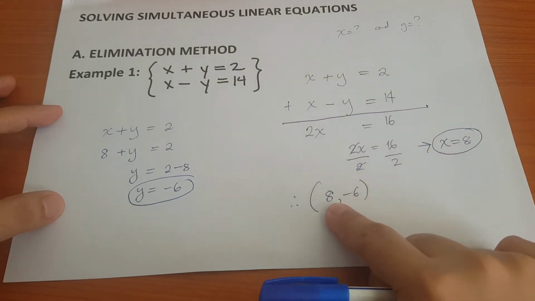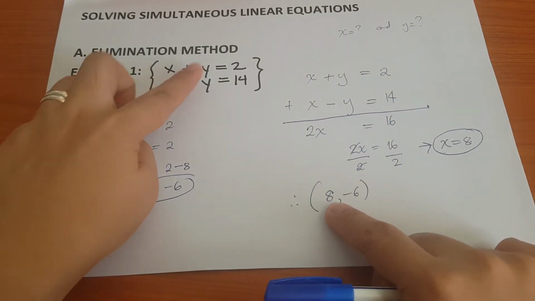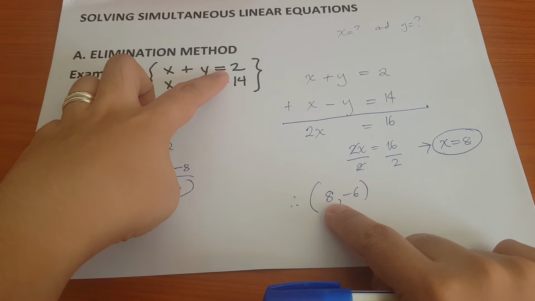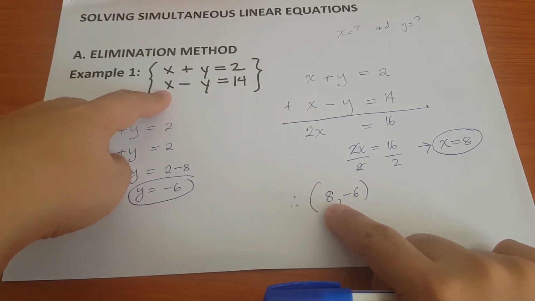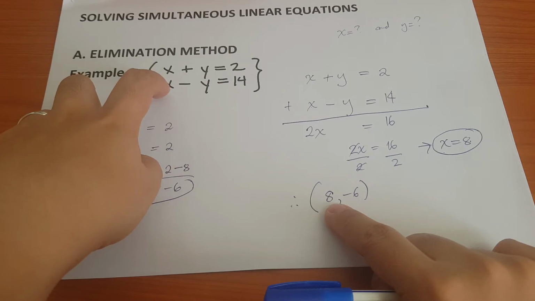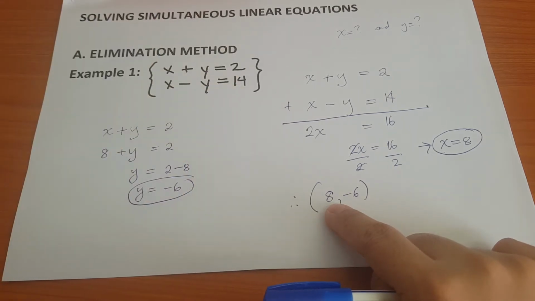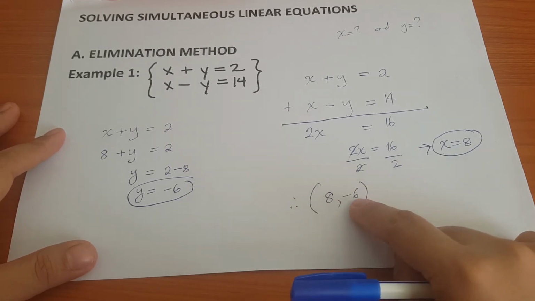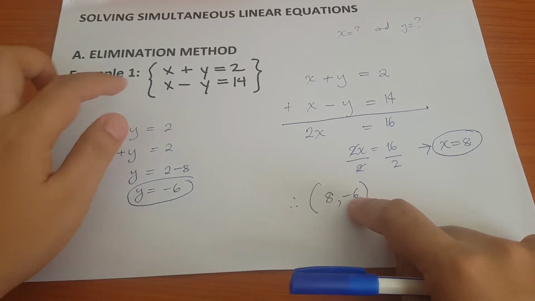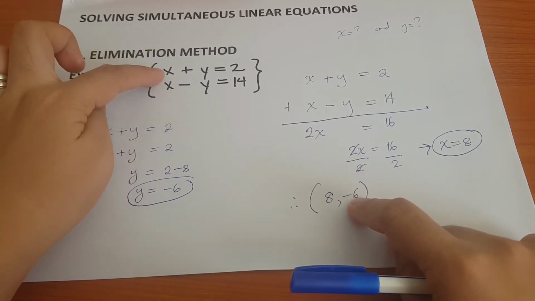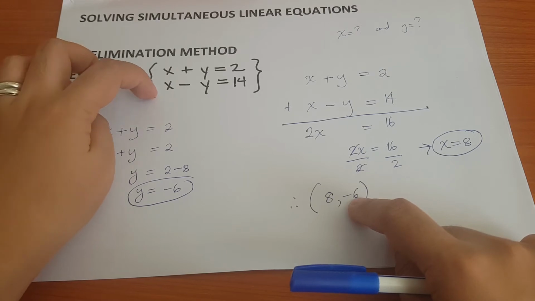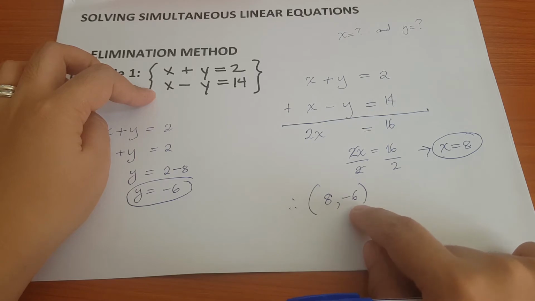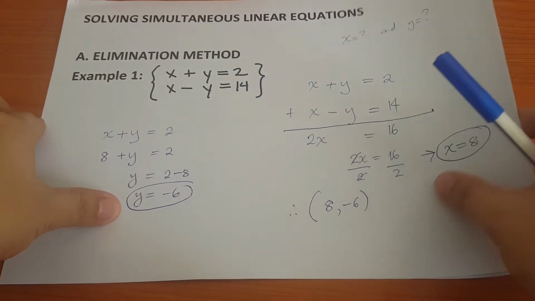Now, if you try this in our equations, you will get a true statement. So let's see. 8 minus 6 is 2, which is correct here. 8 minus minus 6, which makes 8 plus 6, is 14. So that means our answers are correct. So what do you mean by this point? This point, 8 minus 6, is the intersection of these two linear equations. So these are lines, and they intersect or meet at this point.